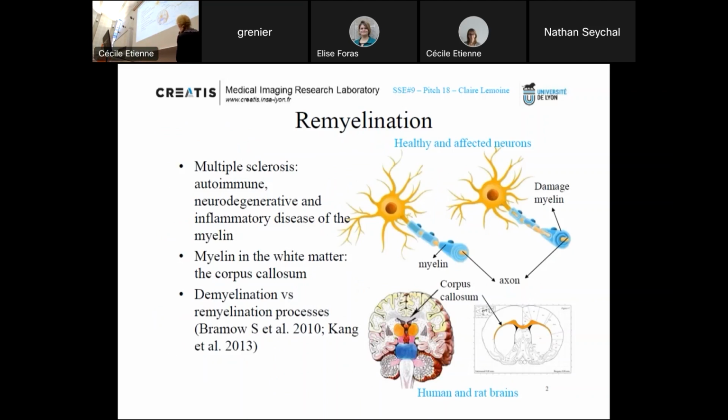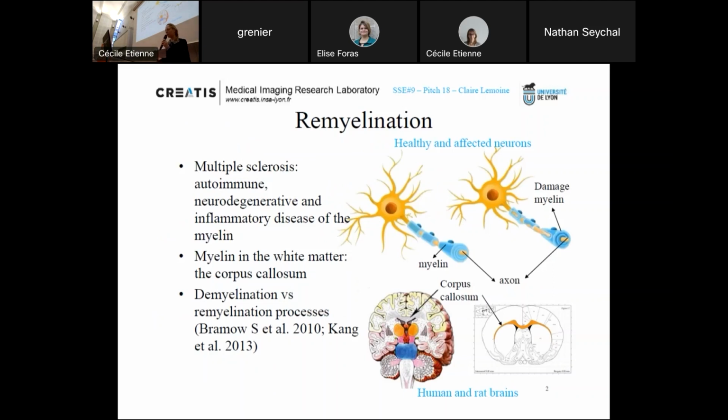You can see the myelin in blue here, which is around the axons in neurons, and the higher concentration of neurons is in the brain, so we observe the higher concentration of myelin in the brain, and especially in the corpus callosum, which is the arc which is the link between right and left brain. Here is the human brain, and here a rat brain.